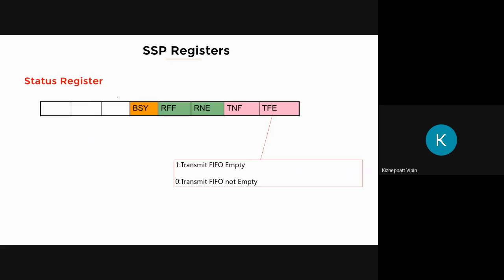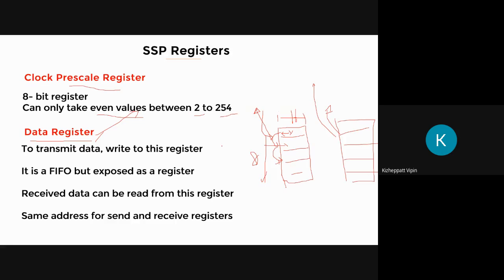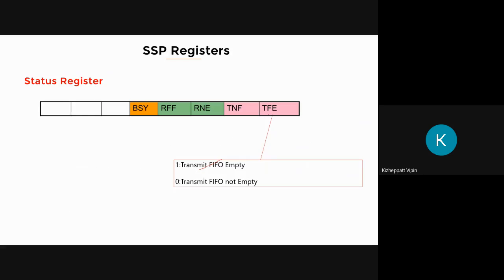Then, as usual, we have the status register. Again, status is important. This first bit is basically saying the transmit FIFO is empty. If this bit is 1, it means the transmit FIFO is empty. If it is 0, it means the transmit FIFO is not empty.